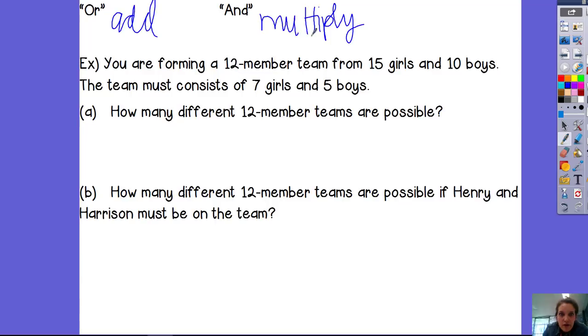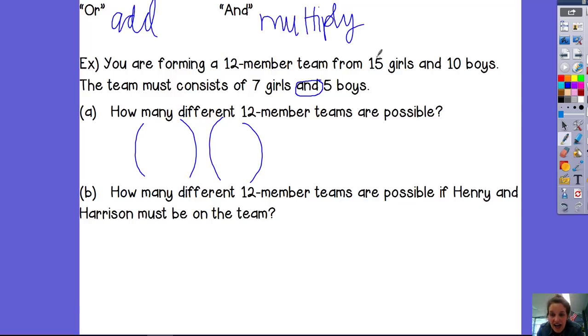So you are forming a 12-member team from 15 girls and 10 boys. The team must consist of 7 girls and 5 boys. So what's happening is we are choosing some girls and we are choosing some boys for our team. So I am doing those two things at the same time. So this is an and situation. So I have two different combinations. I have my combination of girls and I have my combination of boys. And so I'm going to multiply the combination of girls with the combination of boys.